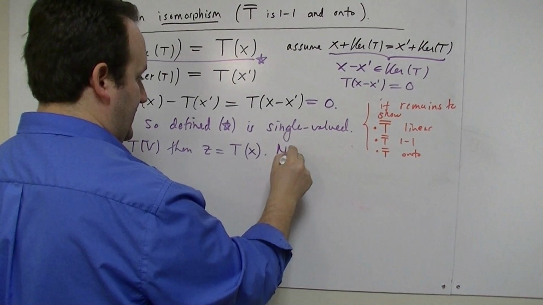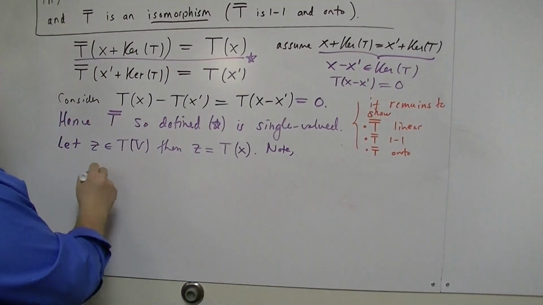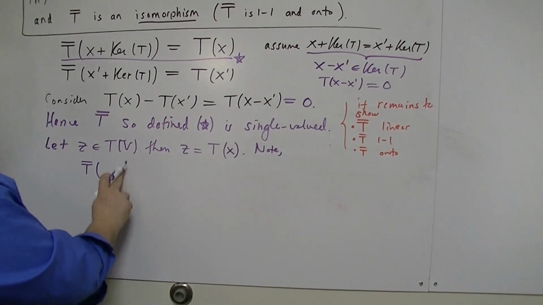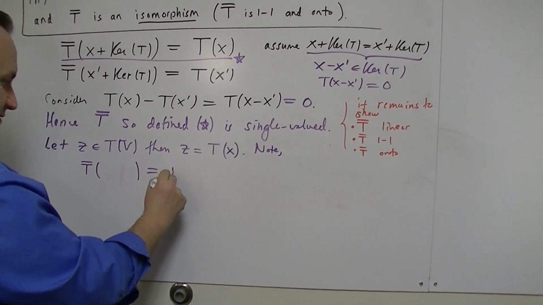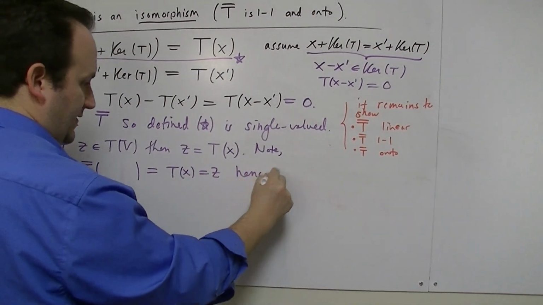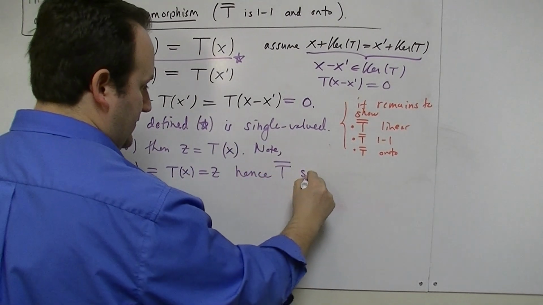No, this is really low-hanging fruit, right? T bar of blank, let me make a slightly bigger blank, is equal to T of X. It's equal to Z, hence T is surjective. T bar is a surjection.